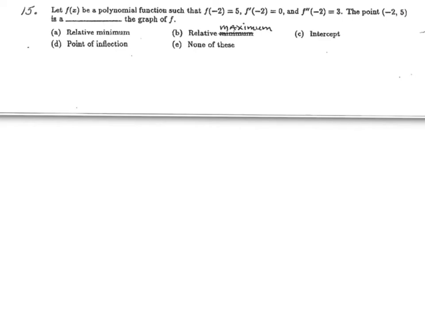For 15, we want to make sure that f of x is a polynomial function such that f of negative 2 equals 5, and f prime of negative 2 equals 0, which means that negative 2 would have to be a critical value, and f double prime of negative 2 equals 3, which means we have a critical value, and it is concave up, since when we plugged it in we got a positive value. So if we have a critical value, it can either be a max or a min, and since it is concave up, it would definitely need to be a minimum.